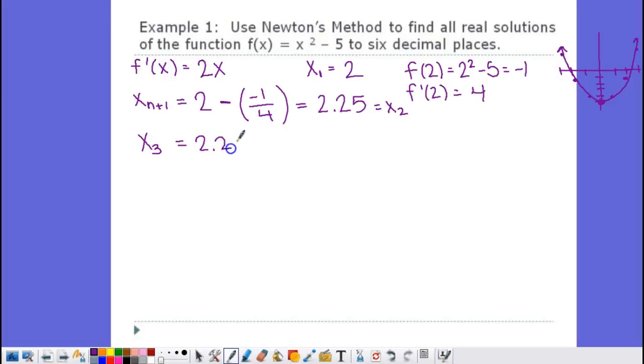So it becomes 2.25 minus f of 2.25. 2.25 as a fraction is probably going to be easier to square than as a decimal. So 2.25 as a fraction, 9/4 squared would become, and what are we subtracting from that? 5. So, go ahead.